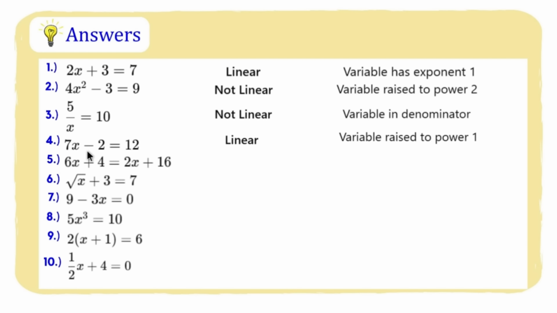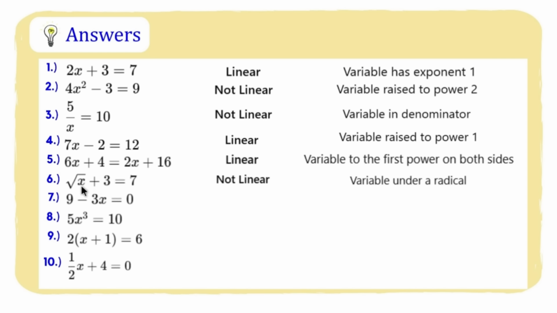Number 4, we have here 7x minus 2 equals 12. This is linear equation. The power of the exponent, the power of x is 1. Number 5, we have here 6x plus 4 is equal to 2x plus 16. This is still a linear equation because the variable to the first power on both sides pa rin. Next, we have here number 6. This is not a linear equation because the variable is under a radical symbol. Next, 9 minus 3x is equal to 0. This is linear equation because the exponent of x here is still 1. Okay, kahit na yung c ay 0, okay lang po yun.